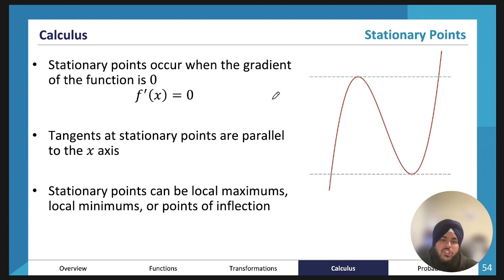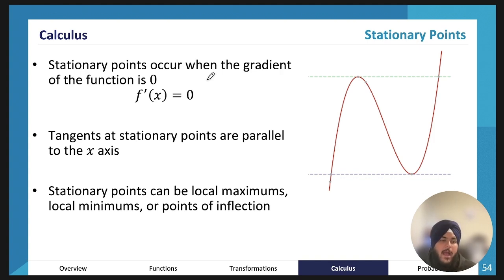Okay, now we'll look at stationary points. So a stationary point is just a point on the graph where the gradient is 0, essentially. So that's why it's called stationary, because it's not moving. So f dash of x is going to be equal to 0, or dy dx is going to be equal to 0 at the point where we have a stationary point for the derivative function.